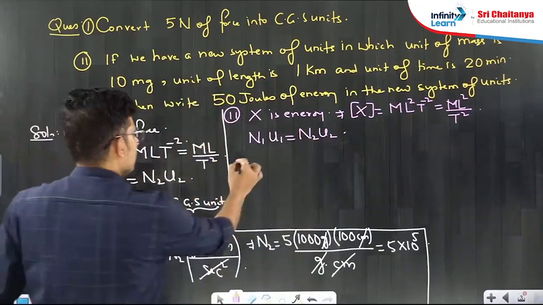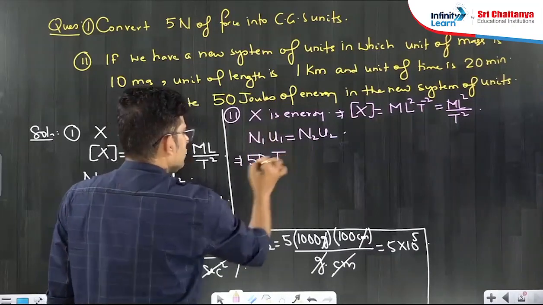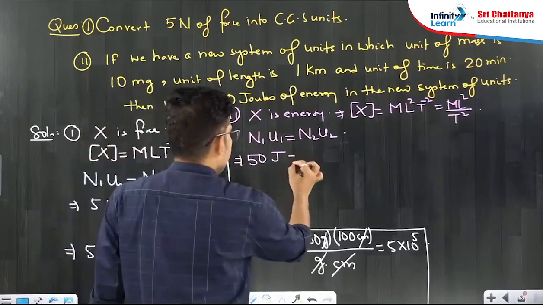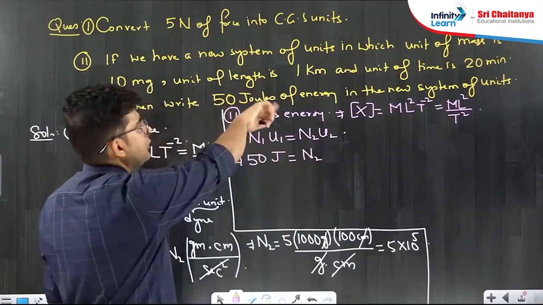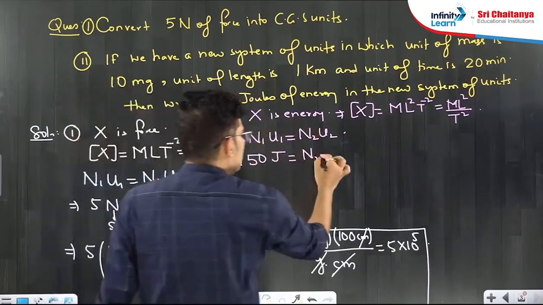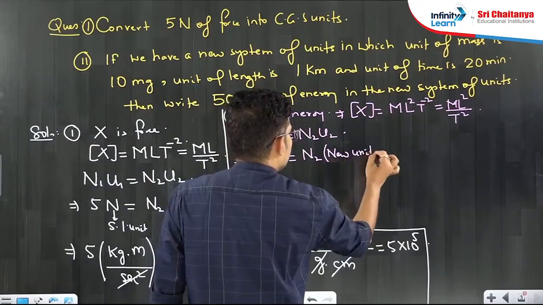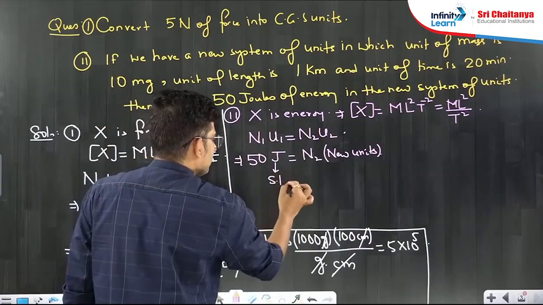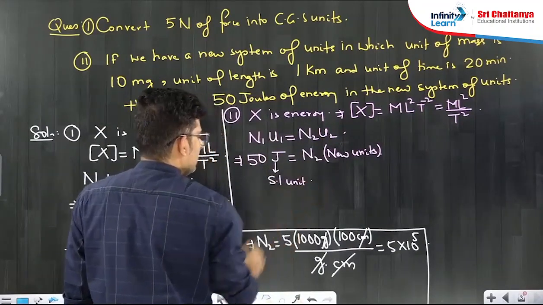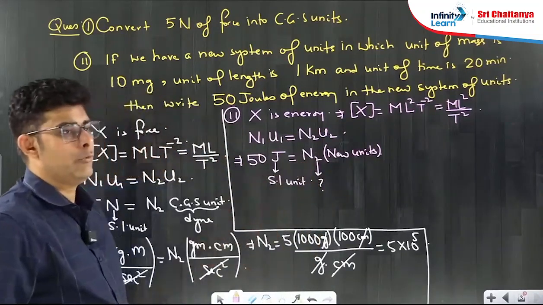What is n1? 50 joules. N2 we have to find, we have to convert 50 joules in the new system. So what is u2? This is the new units. Now joule we know is the SI unit. We have to find N2. So how will we proceed?